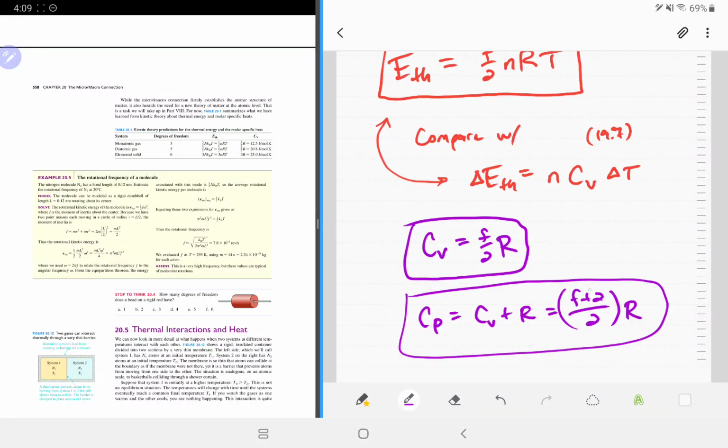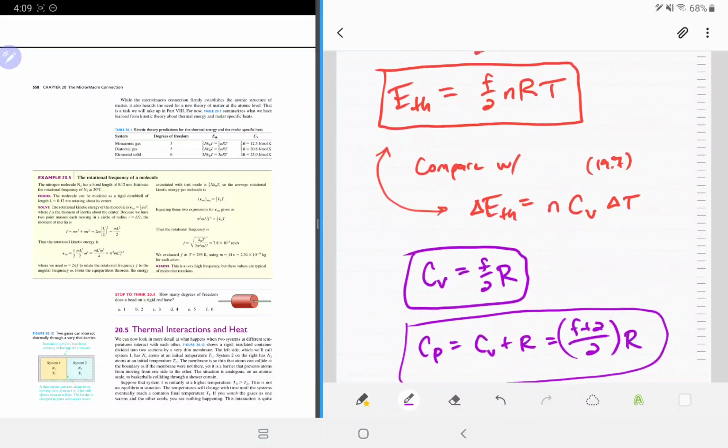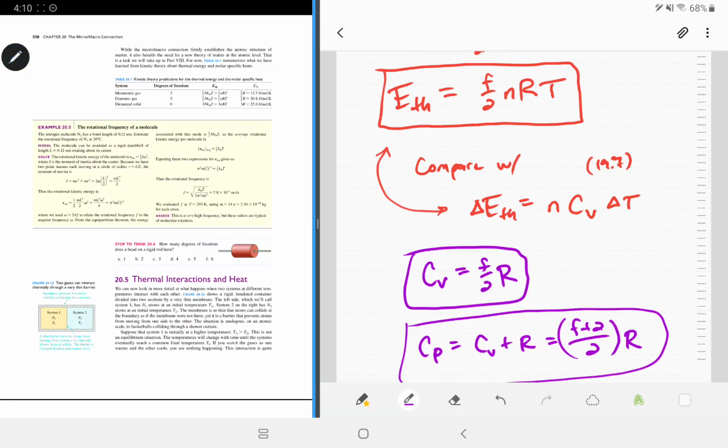I wouldn't bother memorizing this. It's more important that you know this relationship, and this is the simple one to remember right here. So CV, the molar heat capacity at constant volume, is related to the number of degrees of freedom. See how the degrees of freedom is related to how much energy you're packing in at a certain temperature. And that's because the molecule is storing energy not only in moving around, but maybe in rotating and maybe in vibrating. So it's just ways by which the molecule can store energy.